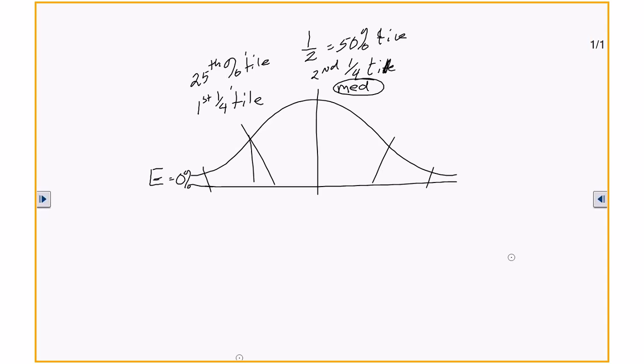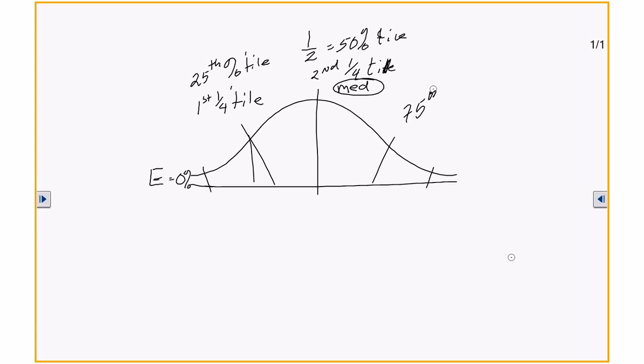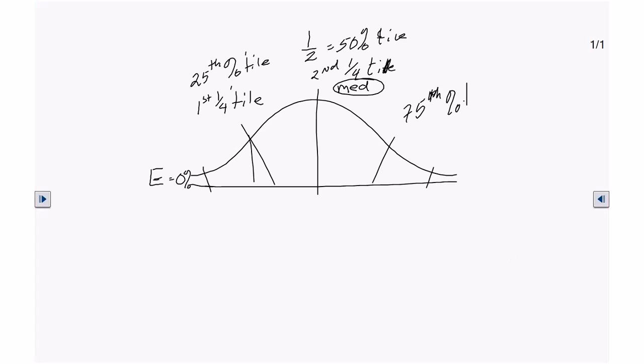It's also the median. In the five-number summary, the median is the second quartile. We're talking about the five-number summary. I'm not talking about your bell curve. Now, if this is the 25th percentile and this is the 50th percentile, then by law of deduction, what do you think this one is? 75th percentile. Or the third what? Quartile. And of course, this is full, which means 100%.